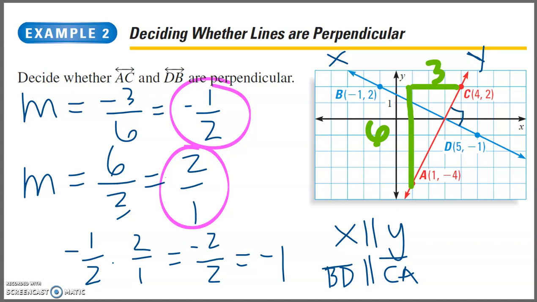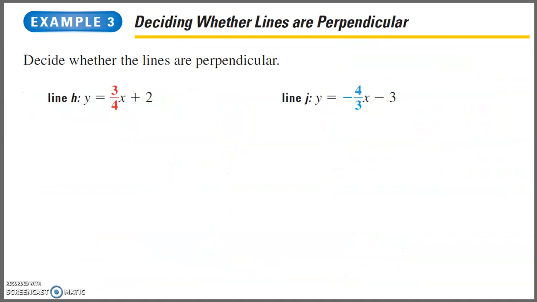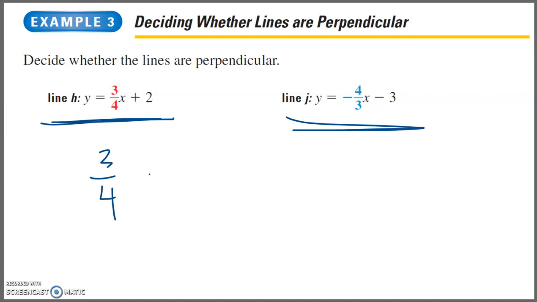Okay, let's look at a different situation. Deciding whether these lines are perpendicular. Is line H perpendicular to line J? Well, let's look at these slopes. This one has a slope of 3/4. Line J has a slope of negative 4/3.